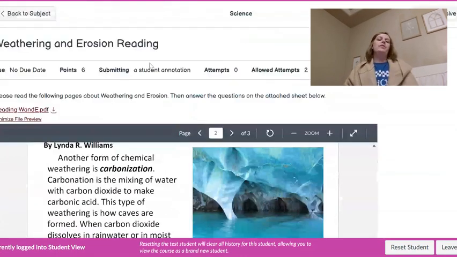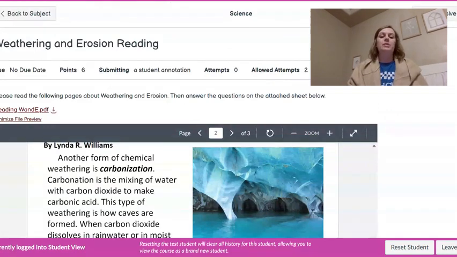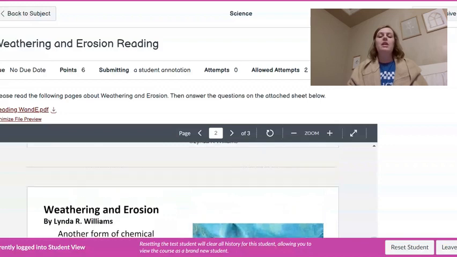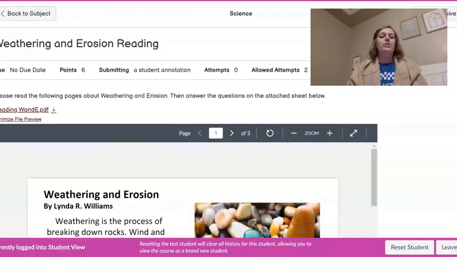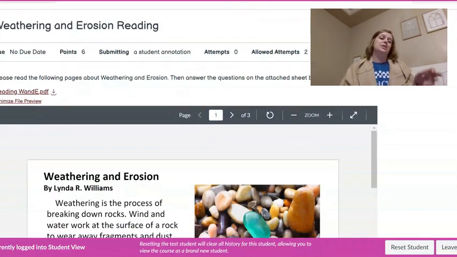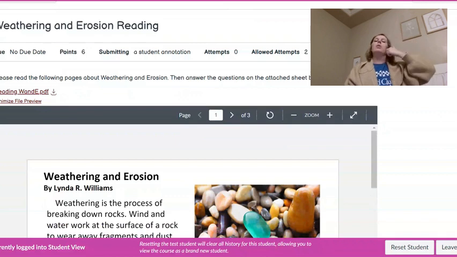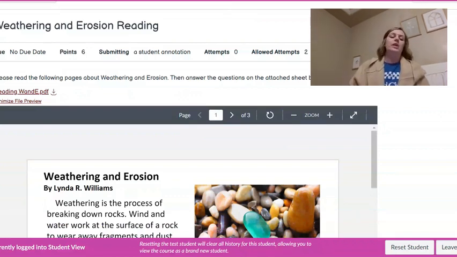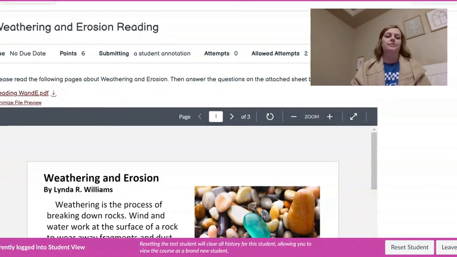Today, we are going to do our first reading about weathering and erosion. This is kind of build on the lab we did yesterday. You can read this on your own, or you can listen to me read it to you. If you listen to me read it to you, I'll have probably some hints on some of your questions, and I'll explain some things a little bit more thoroughly. So, the choice is yours. Just make sure if you're reading with me, you follow along. So let's get started on the first page here on weathering and erosion.